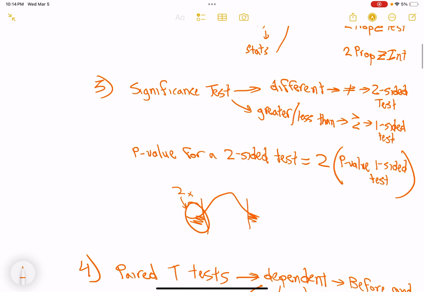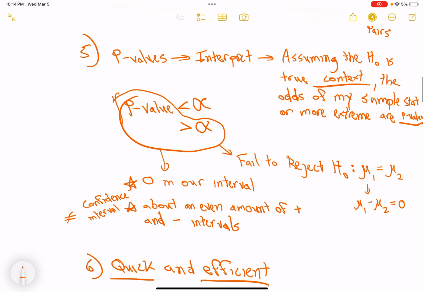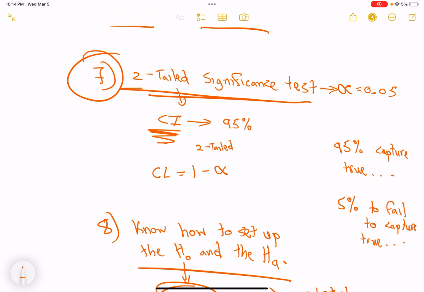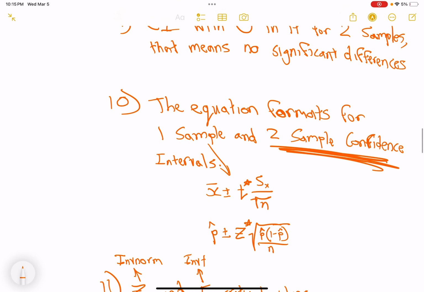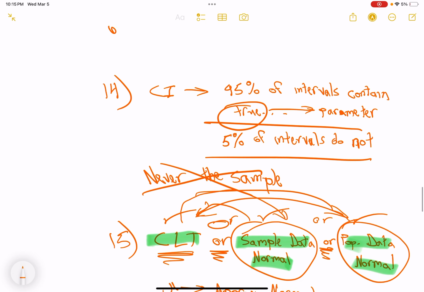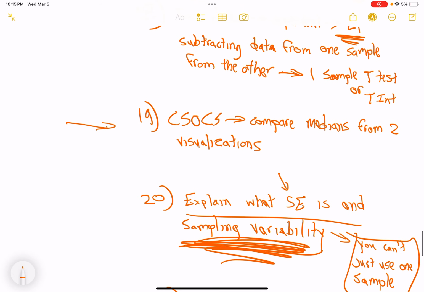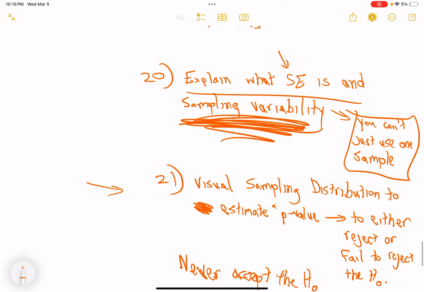Read closely, know all your methods, understand significance tests, p-values, paired t-tests versus two-sample t-tests, understand how to look at a p-value and compare it to an alpha, know the relationship between two-tailed and one-tailed tests and their p-values, know the relationship between confidence intervals and two-tailed significance tests, right? Know what you're comparing and why you're comparing it, all the way down through all of these things, even a binomial notation problem you will note, right? Know your different theories and your backgrounds, know CSOCs and how to compare distributions, and then how to use a visual sampling distribution to estimate a p-value, right? And be able to explain standard error and sampling variability as to why you can't just use a single set of samples, find their difference, and go, see, there's proven difference.